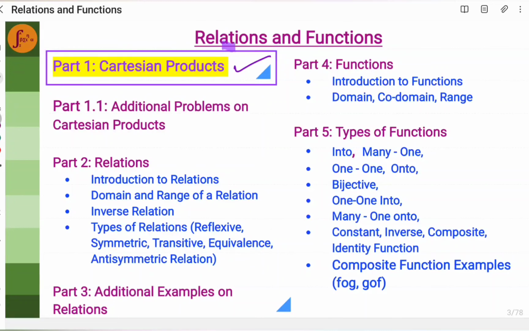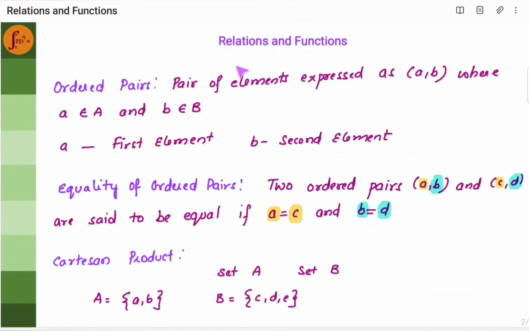Hi everyone, let's go through a chapter on relations and functions, and in this video we will cover Cartesian products. Before going through relations and functions, we will have to understand some basic terminologies such as ordered pairs, equality of ordered pairs, Cartesian product, etc.